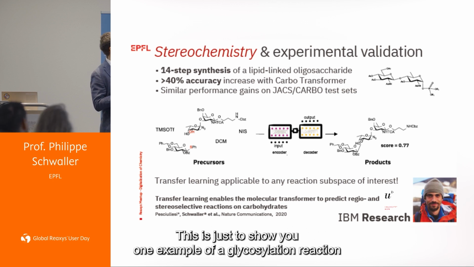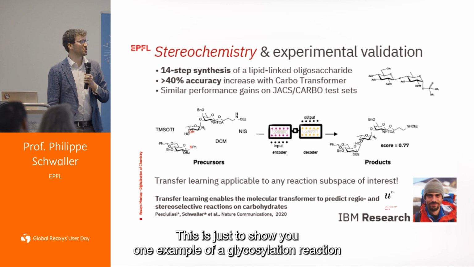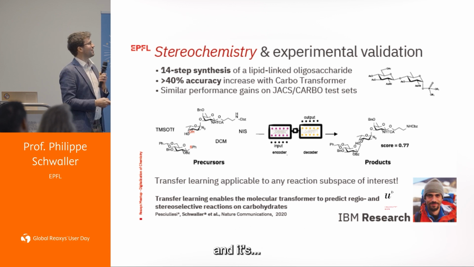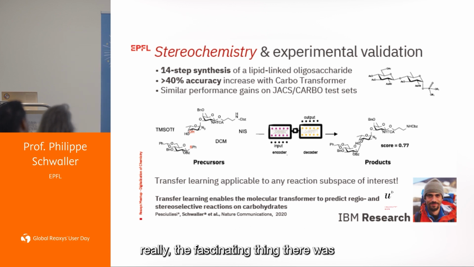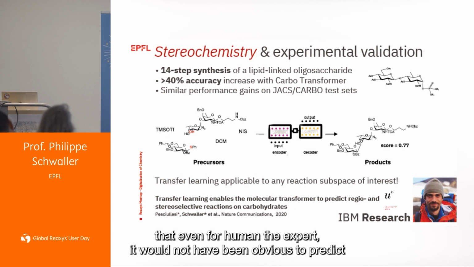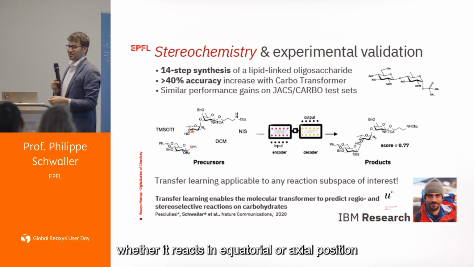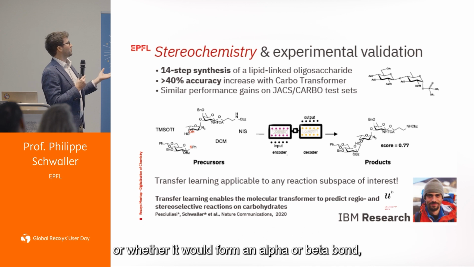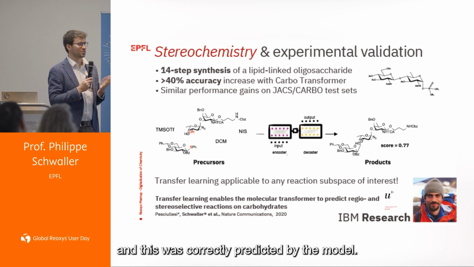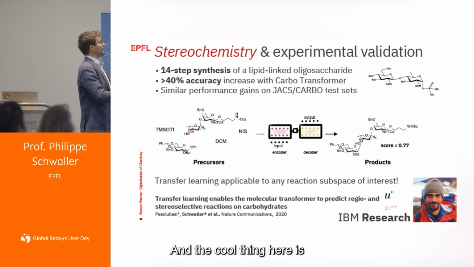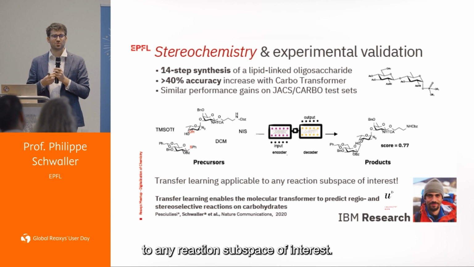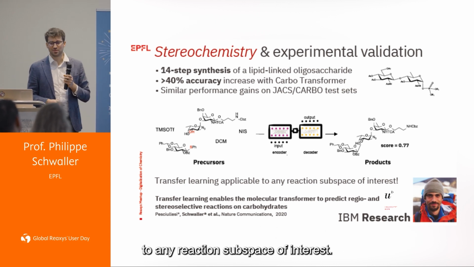This is just to show you one example of a glycosylation reaction that came from a JAX test set, and the fascinating thing there was that even for a human expert, it would not have been obvious to predict whether it reacts in equatorial or axial position, or whether it would form an alpha or beta bond, and this was correctly predicted by the model. And the cool thing here is that similar transfer learning approaches can be applied to any reaction subspace of interest.